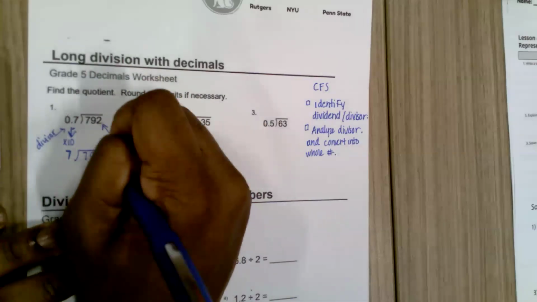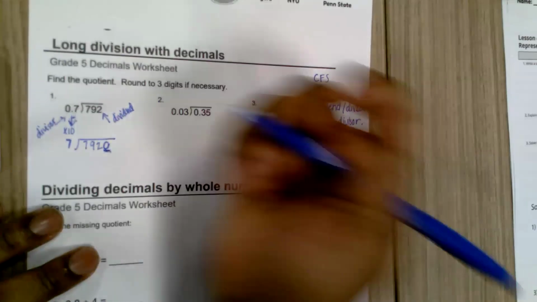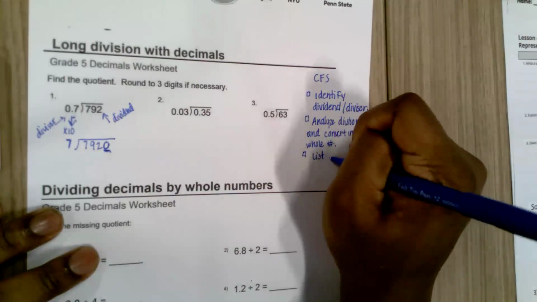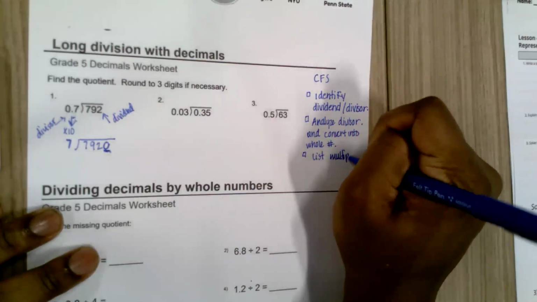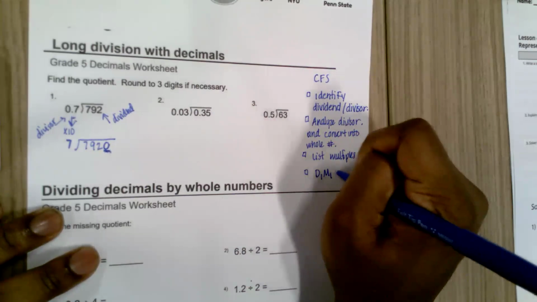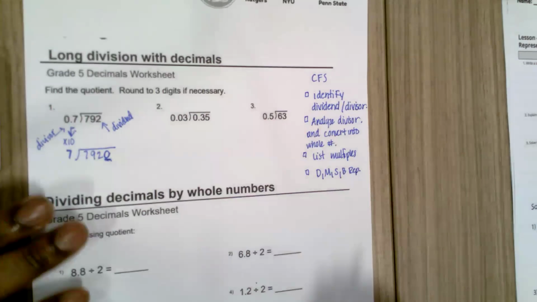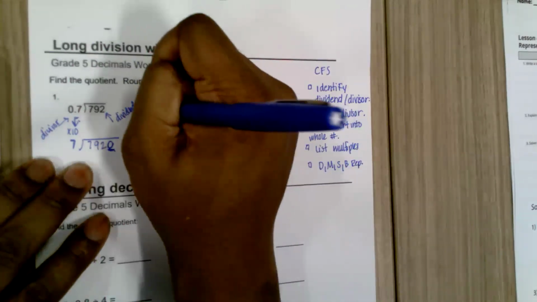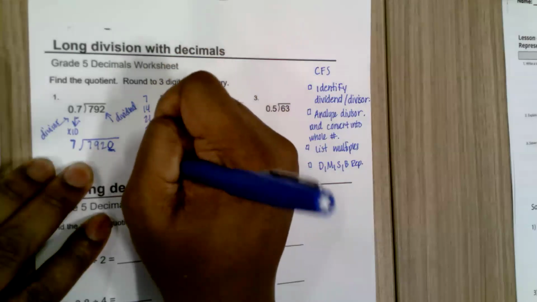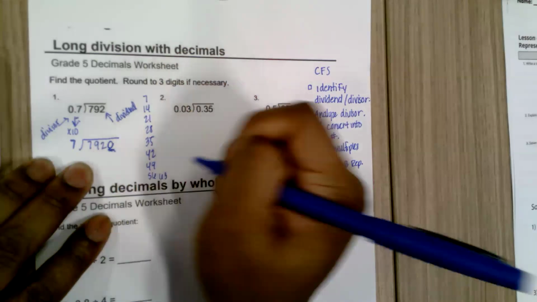So 7. And you see how I put that extra zero there. Now, list multiples and divide, multiply, subtract, bring down, repeat. My multiples of 7 are 7, 14, 21, 28, 35, 42, 49, 56, 60.